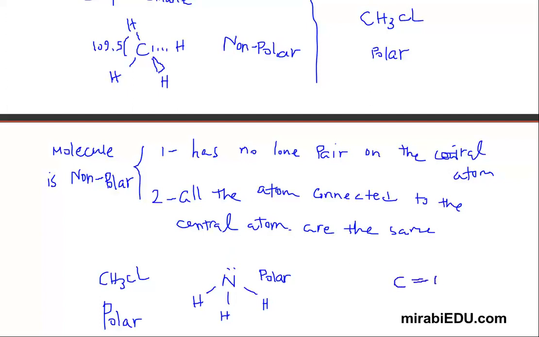If we look at CO2 as another example, the carbon atom, which is the central atom, has no lone pair around it. All these pairs are bonding pairs, and both of the atoms connected to the central atom are oxygen, so it is a non-polar molecule. Both conditions are satisfied, so it is a non-polar molecule.